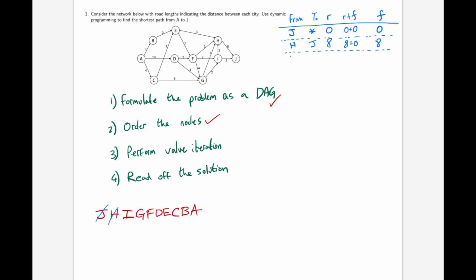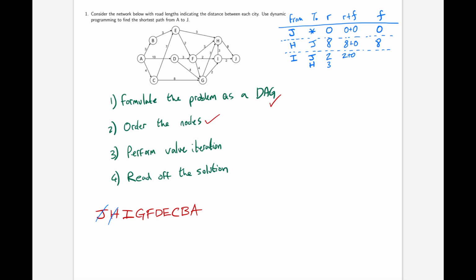Next we consider I. There are 2 places we can go from I. We can go to J directly, or we can go via H. If we went to J directly, that would ensure a reward of 2. Via H would be a reward of 3. If we went to J directly, then we will reach a node with value 0. The value of J is 0, so 2 plus 0.